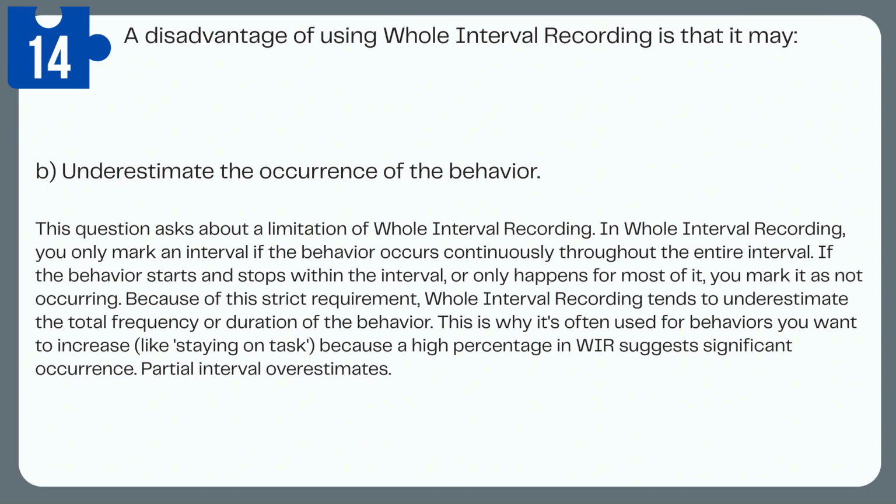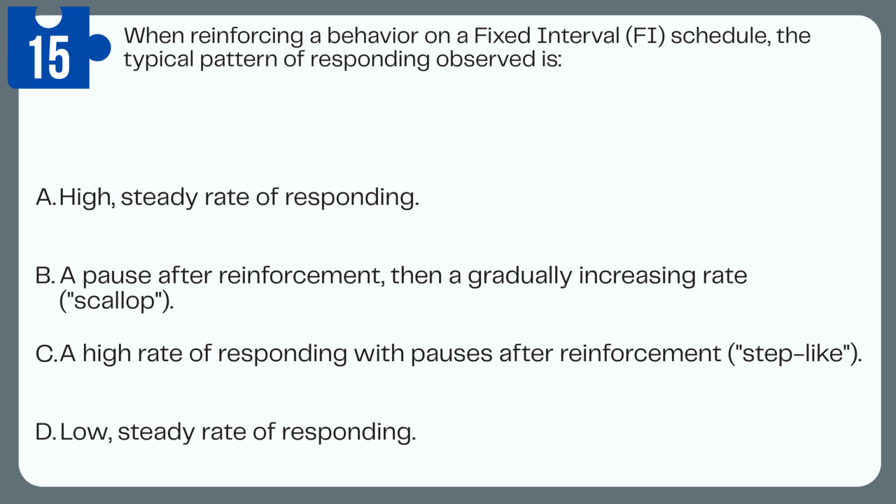This question asks about a limitation of whole interval recording. In whole interval recording, you only mark an interval if the behavior occurs continuously throughout the entire interval. If the behavior starts and stops within the interval, or only happens for most of it, you mark it as not occurring. Because of this strict requirement, whole interval recording tends to underestimate the total frequency or duration of the behavior. This is why it's often used for behaviors you want to increase, like staying on task, because a high percentage in whole interval recording suggests significant occurrence. Partial interval overestimates.